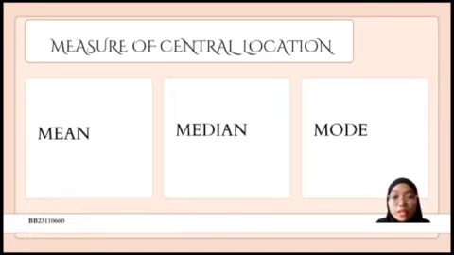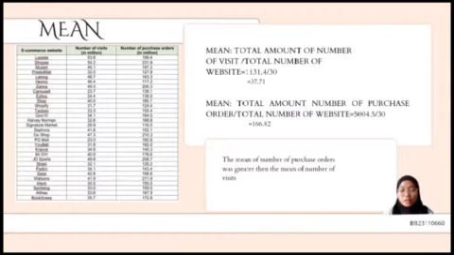For the measure of central location, we need to calculate the mean, median, and also mode. The mean of number of visits is the total number of visits divided by the total number of websites, which is 1131.4 divided by 30. The answer is 37.71. For the mean of number of purchase orders, it is the total number of purchase orders divided by the total number of websites, which is 5004.5 divided by 30. So the answer is 166.82. The mean of the number of purchase orders was greater than the mean of the number of visits.